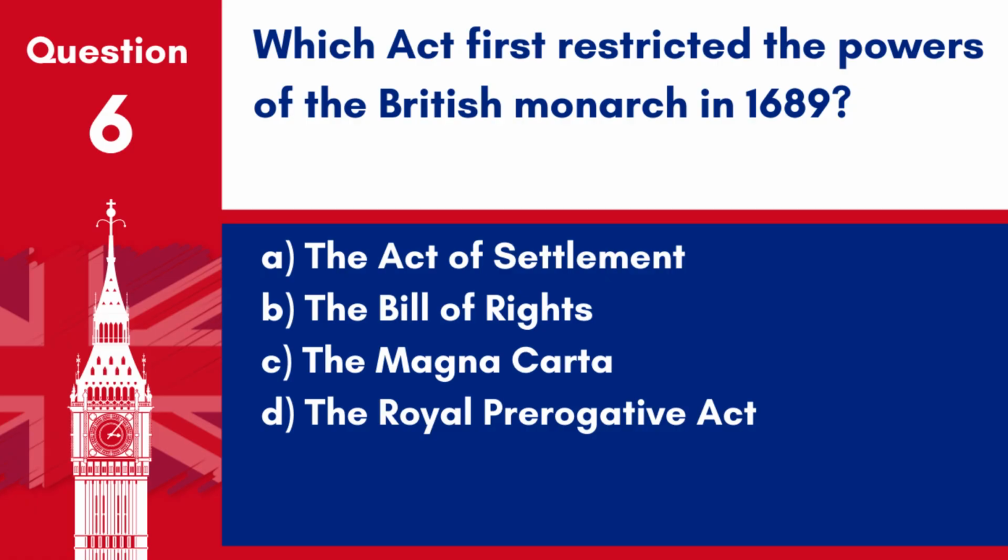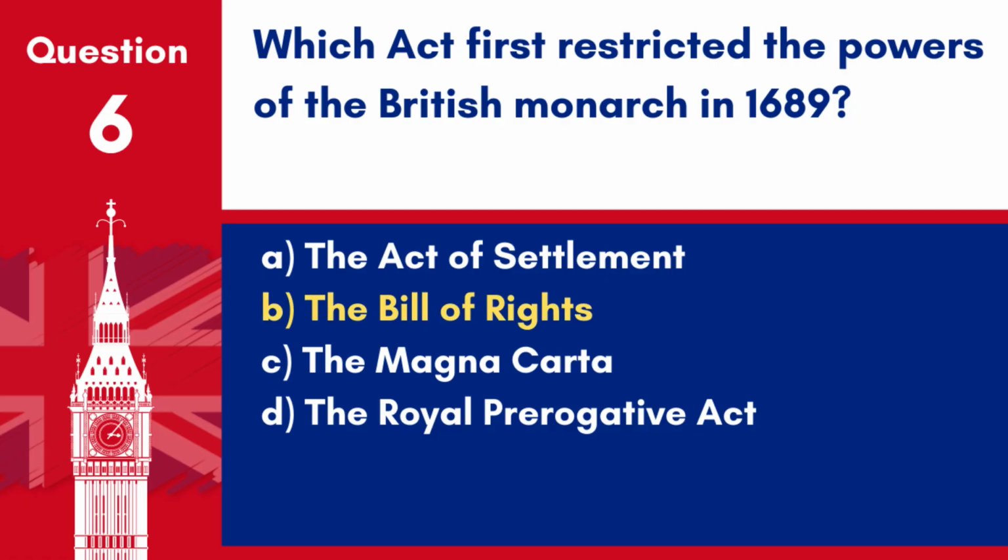Question 6. Which act first restricted the powers of the British monarch in 1689? A. The Act of Settlement. B. The Bill of Rights. C. The Magna Carta. D. The Royal Prerogative Act.